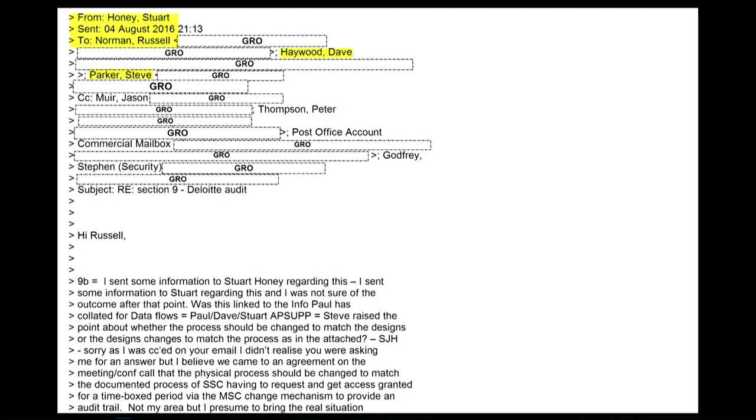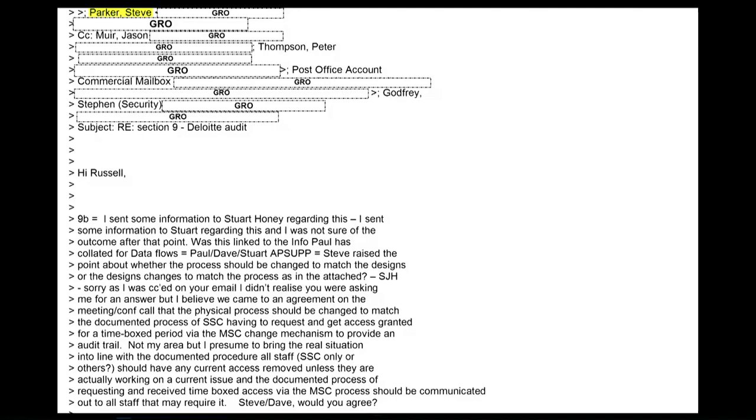In any event, the email that was sent to you and others says, "Hi Russell, I sent some information to Stuart Honey regarding this, and I was not sure of the outcome after that point. Was this linked to the info Paul has collated for data flows? Paul, Dave, Stuart, APSUP. Steve raised the point about whether the process should be changed to match the designs, or the designs changed to match the process, as in the attached."